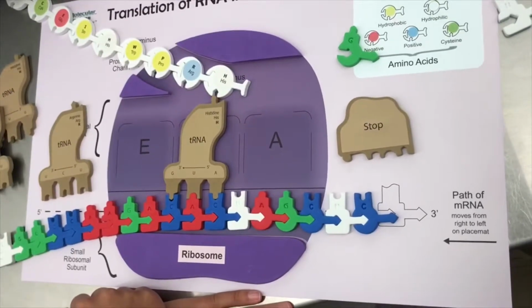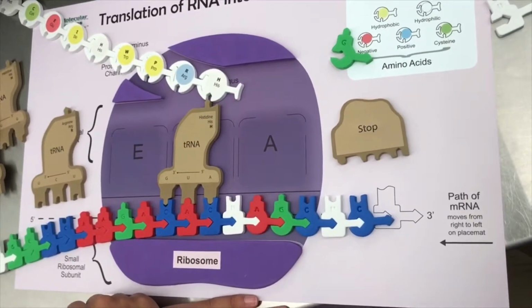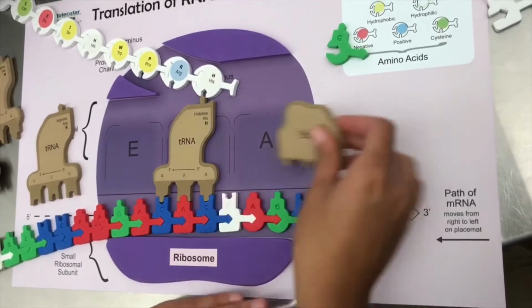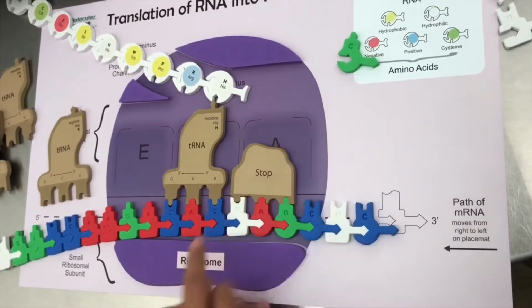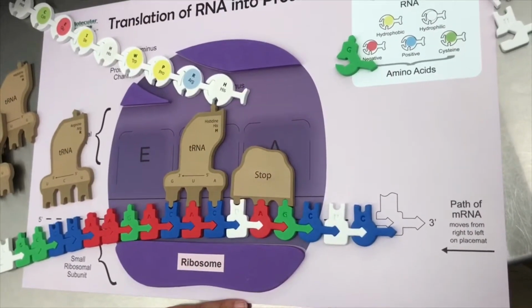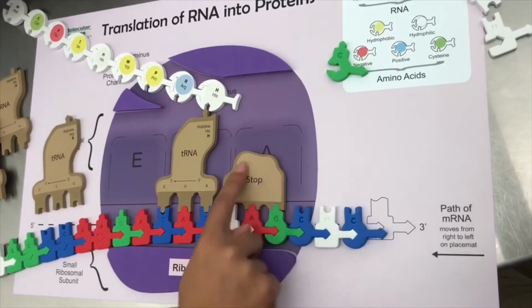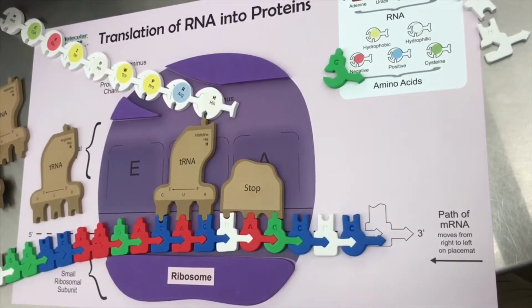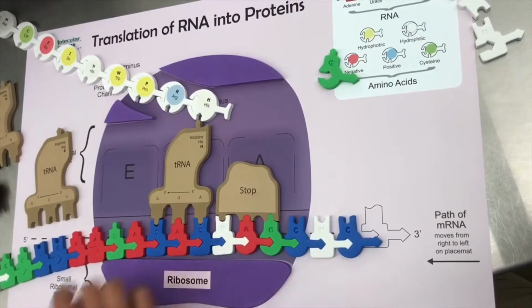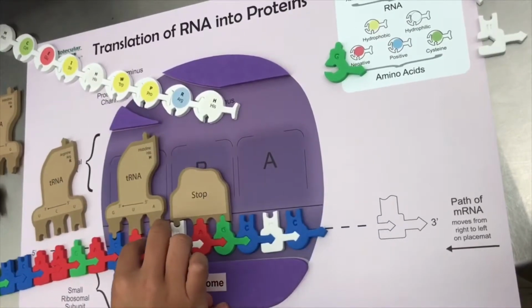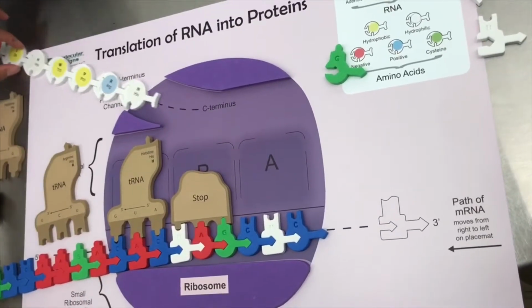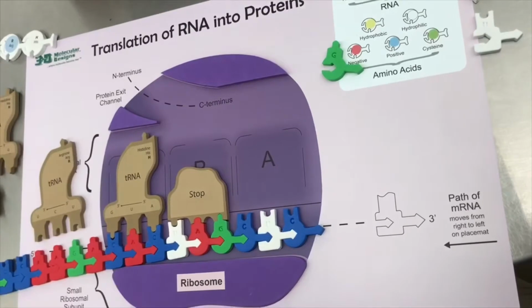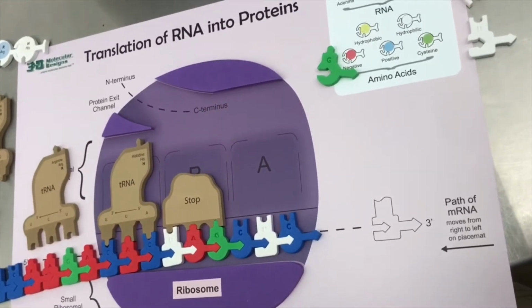The termination process occurs when a stop codon is read. The stop codon on mRNA can be UAA, UAG, or UGA. Once this is read, a molecule similar to tRNA will enter the A site and stop the chain of amino acids. This chain is known as a protein. Once the amino acid chain, or protein, is completely made, it will leave the ribosome via the protein exit channel and will get ready to be sent off and perform its job throughout the body.